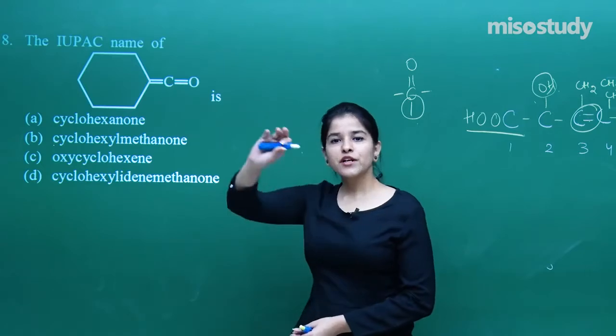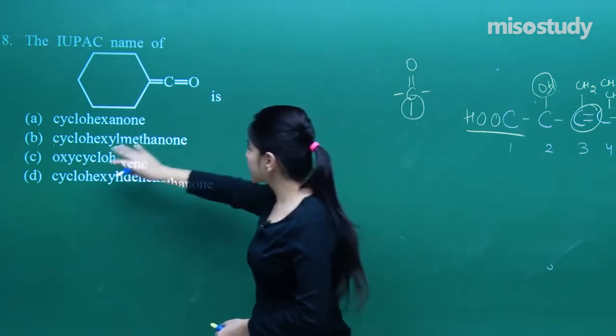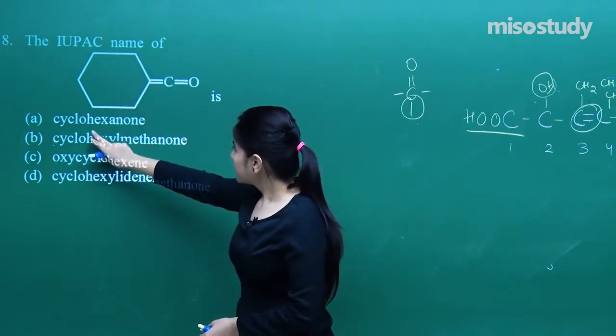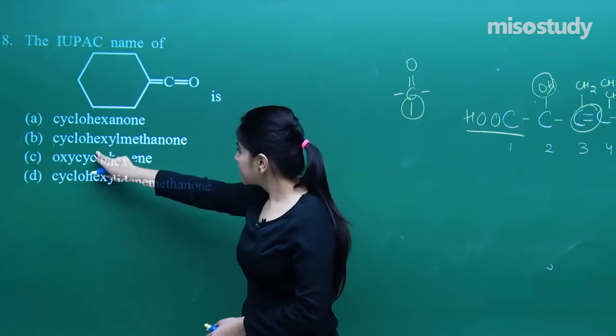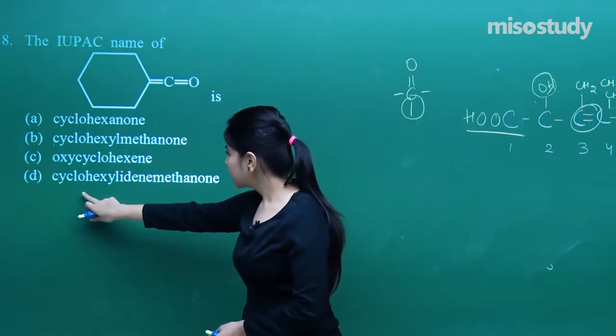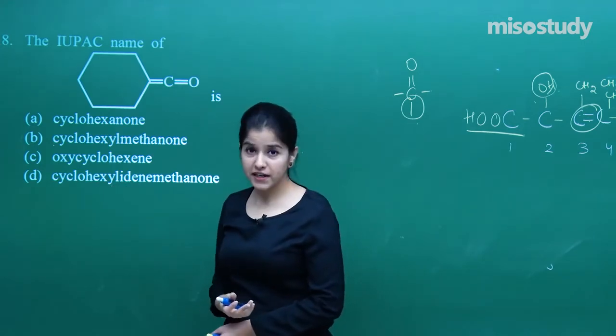Now, here I would like to give you a very important information, but just see what kind of compound they are asking. IUPAC name of this very compound may be cyclohexanone, cyclohexylmethanone, oxycyclohexene, cyclohexylidene methanone. So which one will be correct?